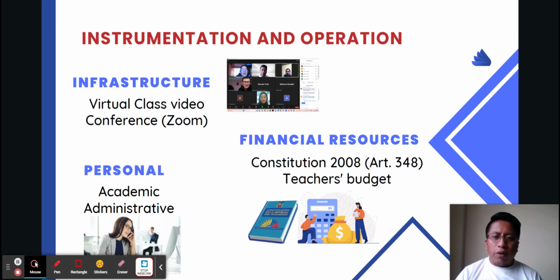And finally, in instrumentation and operation, we have infrastructure, so we are going to use virtual class, video conference like Zoom. And financial resources, so we are not going to invest because the student needs to receive education free according to the Constitution of 2008, but teachers need to have budget because they need to enroll in different courses in order to improve their teaching. And finally, personnel, so we are going to work in team, academic and administrative, like teachers, authorities, like a DECE, student, and parent. Thank you so much. That is all.